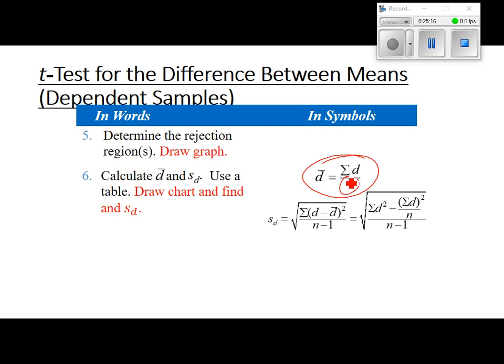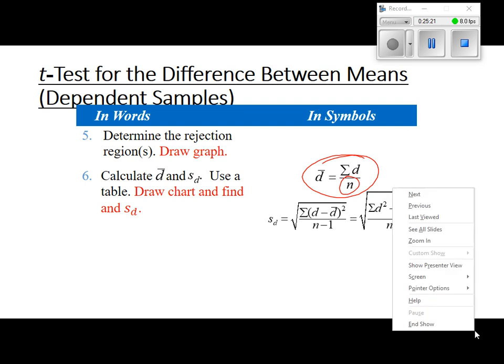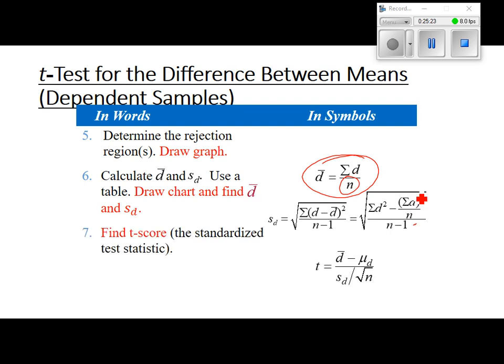To find the standard deviation of the differences, it's this formula. And again, you probably don't care about that formula. This is the formula to find the T that you're going to test. But if you put it into your calculator, the calculator will do that for you. You don't have to do all that, but you have to be able to type them into the list.